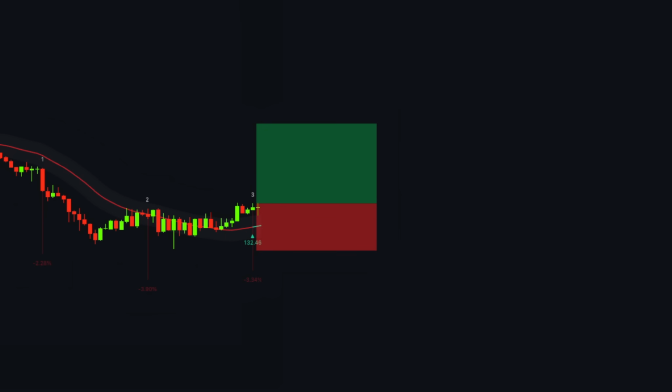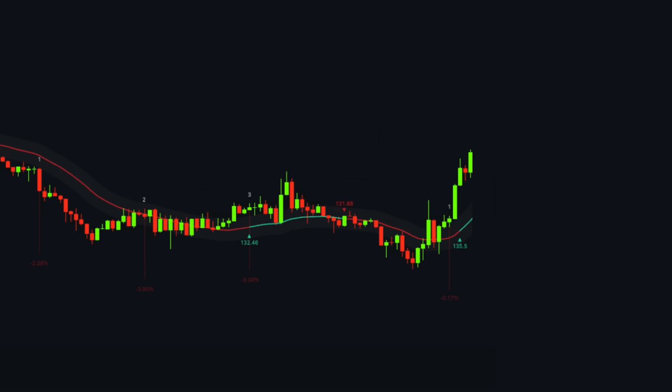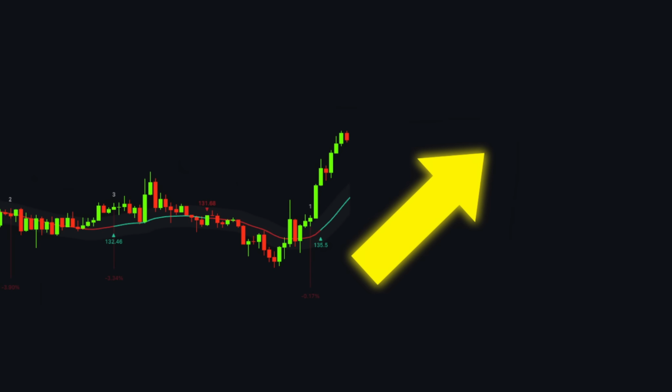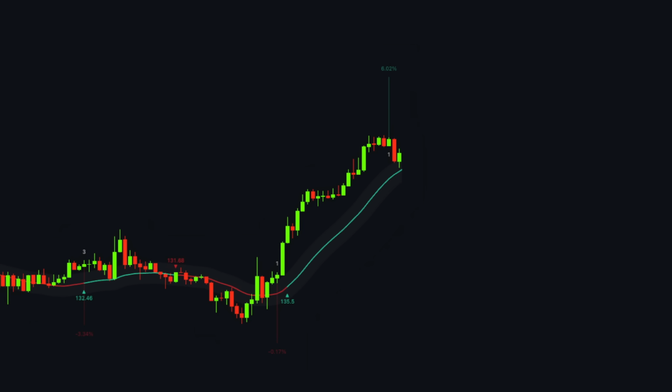Most traders would open a long position here, which is a huge mistake. You need to be smarter. That's why following the second rule is crucial, which is to wait for the price to start moving in the direction of the signal. The percentage change of the first interval must be between 5 and 10%. This is a sweet spot indicating that buyers have stepped in and the trend has room left to develop.